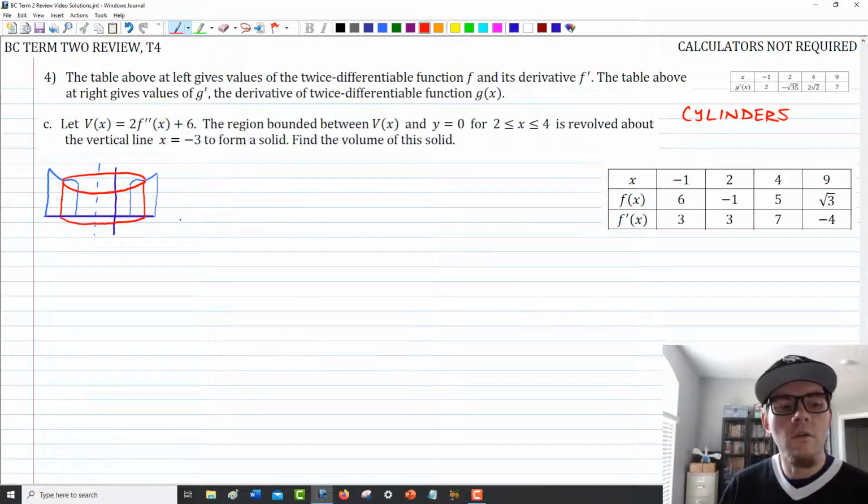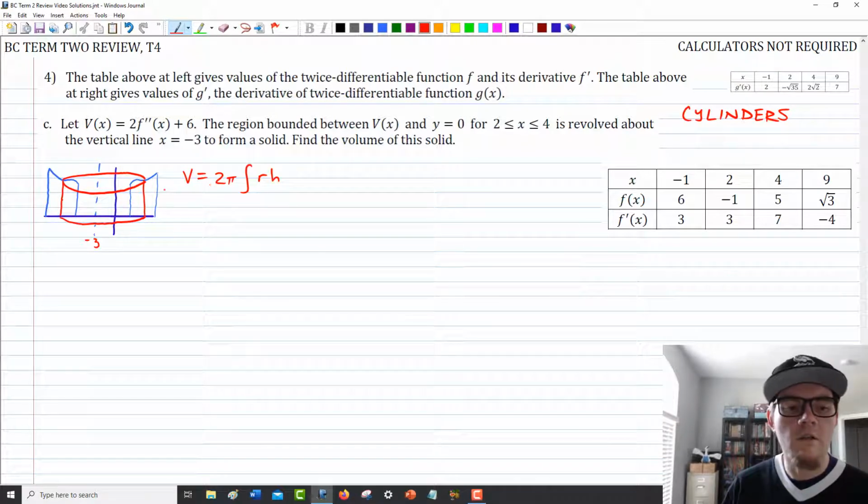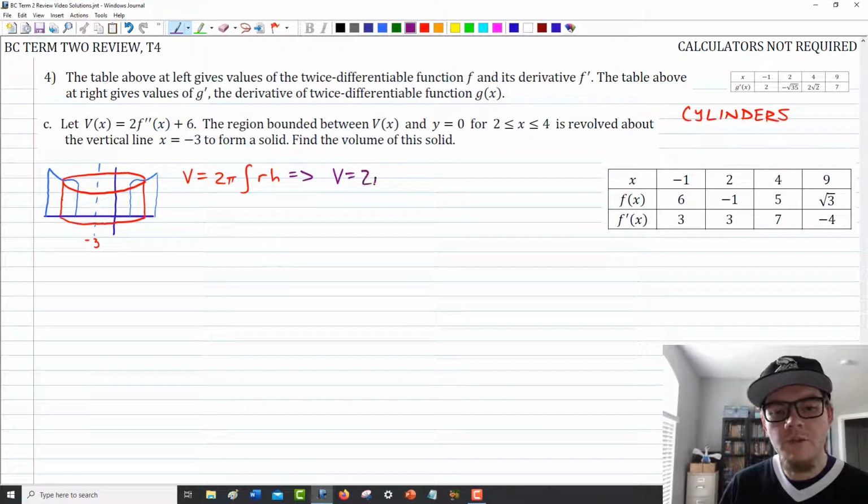So there's our cylinder that we're looking at. As we said, this is -3. And then recall that the cylinder expression we get is 2 pi times the integral of r times h. So given all this, we're going to set up our cylinder integral so that we can actually evaluate this. So looking at this expression, we'll get v equals 2 pi. I feel really confident this is going to run from 2 to 4 as well.